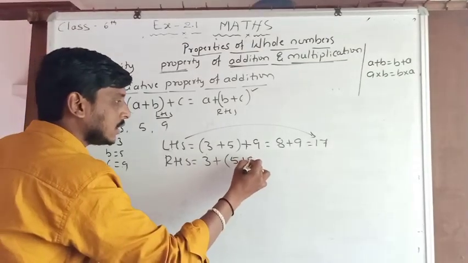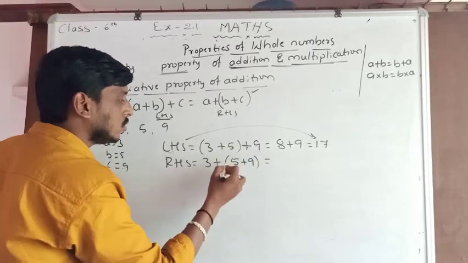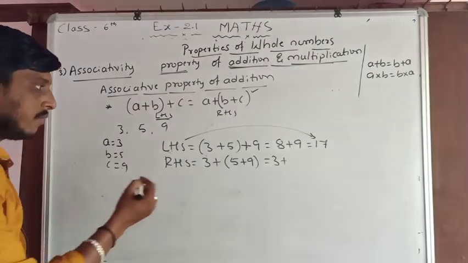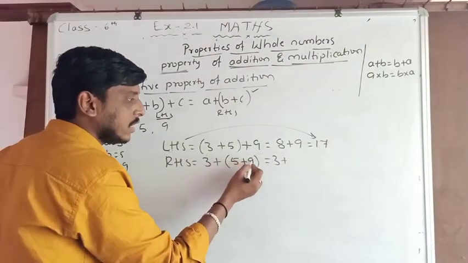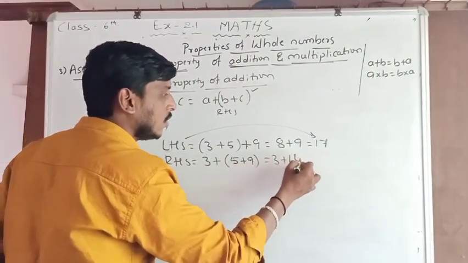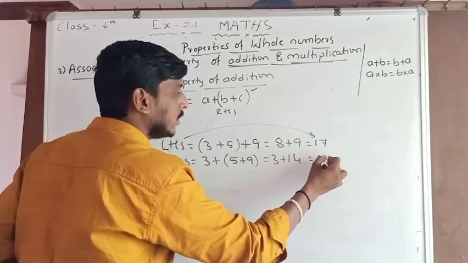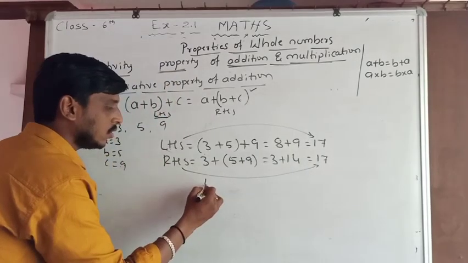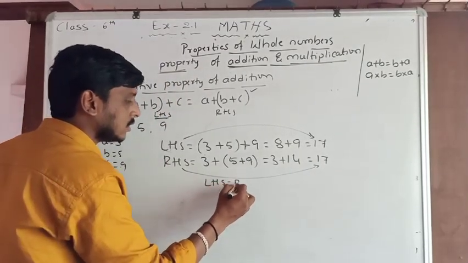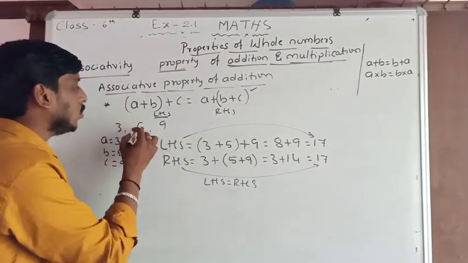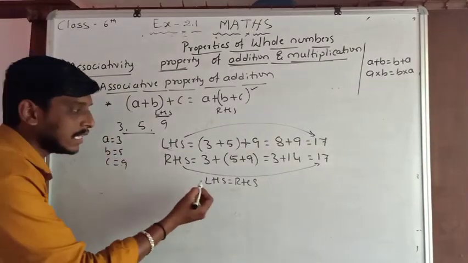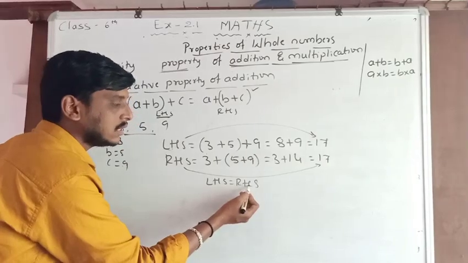So here 3 as it is, and 5 plus 9. Always open the bracket first. 5 plus 9 is 14. So 3 plus 14 how much? 17. See, observe both LHS and RHS values are the same. So LHS equals RHS. You can take any three whole numbers, you will always get LHS equals RHS.